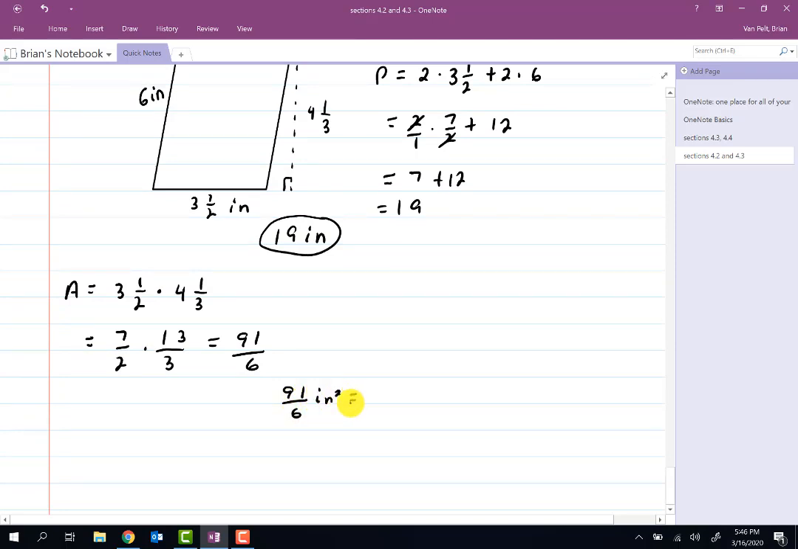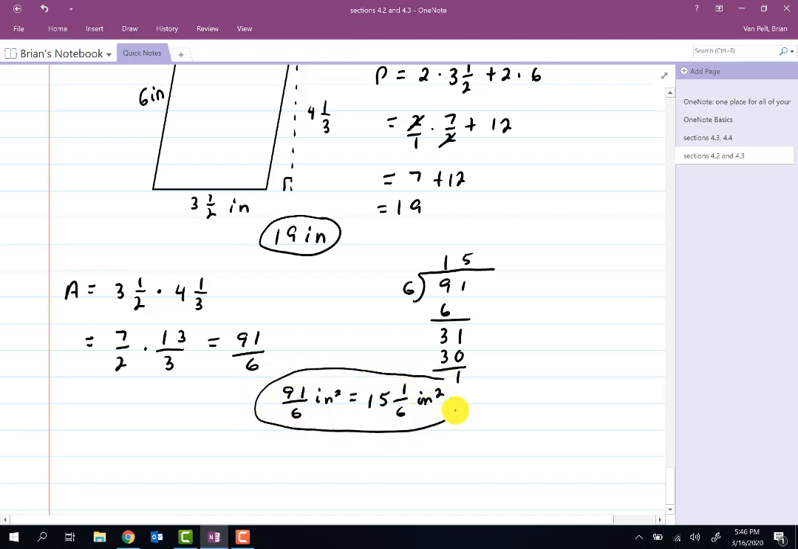or the mixed number format of it, I'll take 6 and put it into 91. 6 goes into the 9 once. I subtract, I get a 3, and I bring down the 1. 6 goes into 31 5 times with a remainder of 1. So that looks to me like 15 and 1/6 square inches. So either one of those answers should work for you.